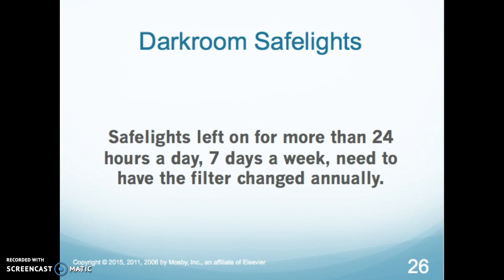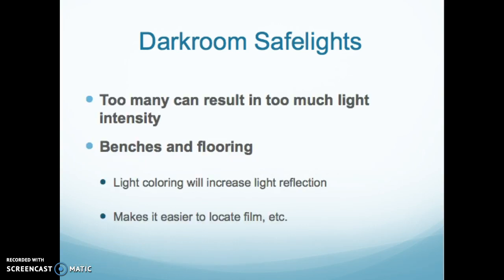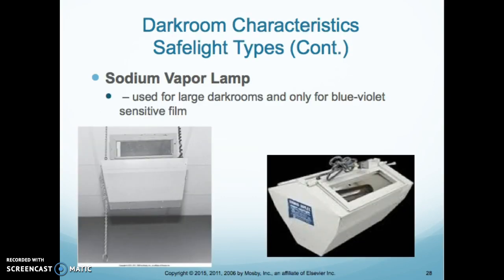So a safe light left on for more than 24 hours a day, 7 days a week, needs to have the filter changed out annually. It's important that that gets changed out, because if the filter goes bad, you're going to start fogging all your films. So too many safe lights, if you have 2 or 3 safe lights to help with seeing things in the darkroom, you're going to be fogging your films. You need to be careful that you use a light color to increase the light reflection and make it easy to locate your films without having shiny surfaces.